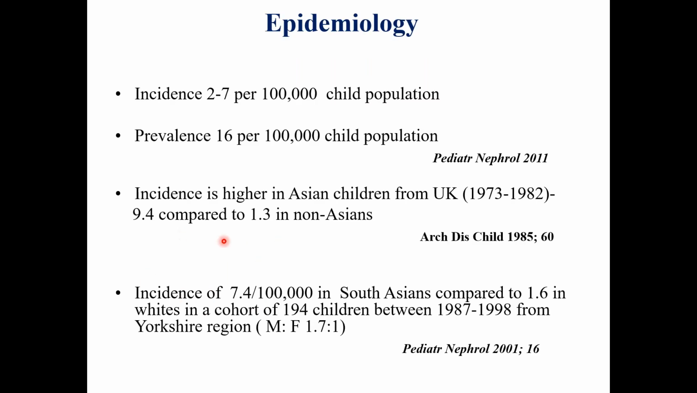Now, if you look at the epidemiology of nephrotic syndrome in childhood, the incidence is about 2 to 7 per lakh child population, and the prevalence is almost 16 per lakh child population. And if you look at data from Europe among the Asian cohorts there, you'll find that the incidence of nephrotic syndrome is much higher in Asian children.